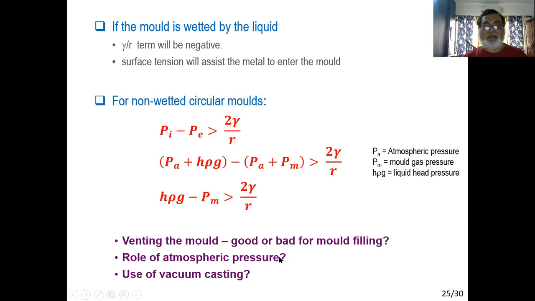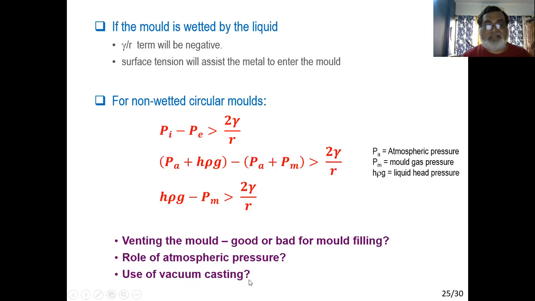What about atmosphere? Does atmospheric pressure help? In the final equation, there is no term for atmospheric pressure. Atmospheric pressure cancels out from the positive and the negative. So the role of atmosphere is nothing, it is 0. There is no effect of atmospheric pressure in filling the mold cavity.